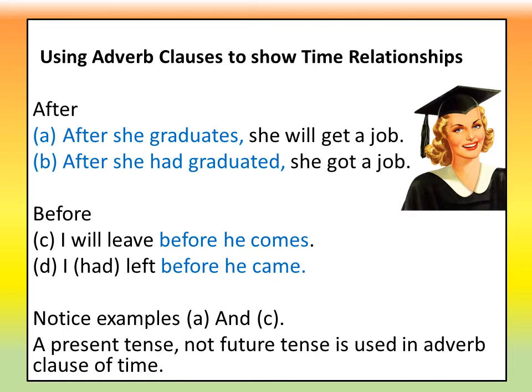Adverb clause starts with the conjunction after. After she graduates, she will get a job. Why do we need a comma here? Yes, because this sentence starts with the adverb clause. The adverb clause is put in front of the sentence. That's why we need a comma between the adverb clause and the main clause.